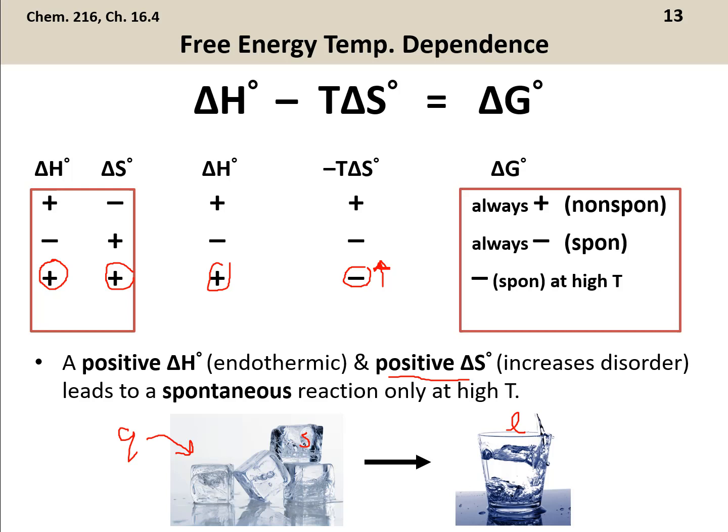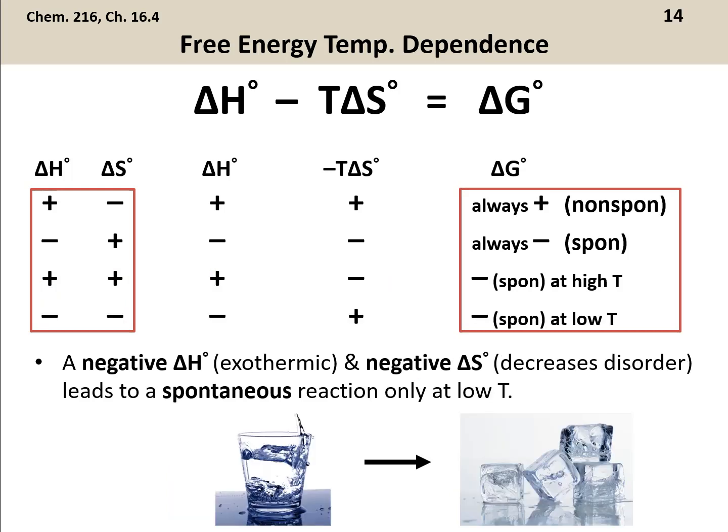Let's look at an opposite kind of reaction. One where we have a negative delta H and a negative delta S. An example of this is freezing. So going from water to ice, right? What am I doing? I'm going from liquid to solid. So I have a negative delta S. I'm decreasing disorder. But what do I do to do this? My Q is leaving. Heat is leaving. So that means it's exothermic.